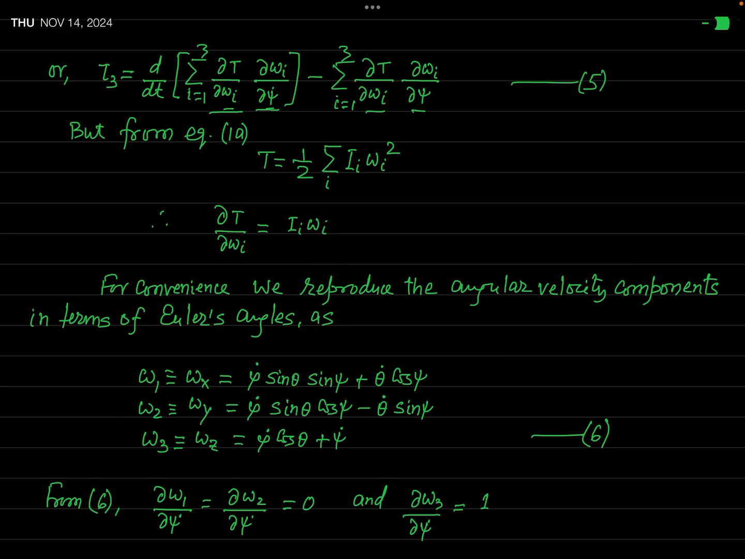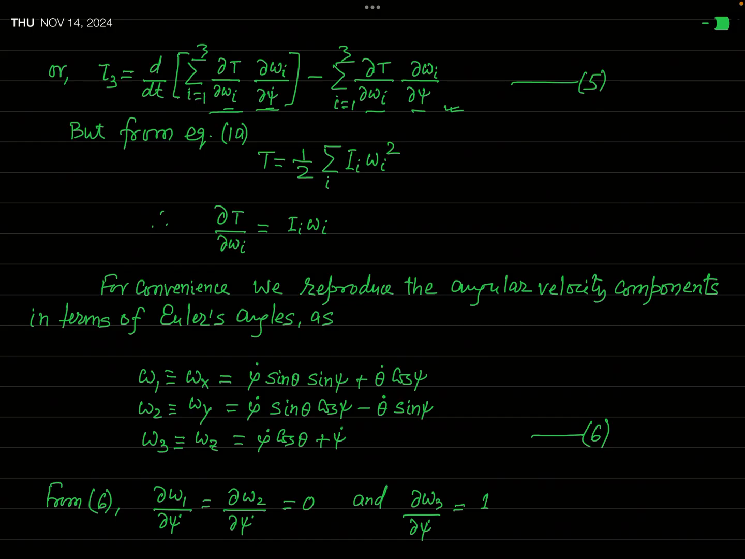You can actually expand this summation: that will be del T by del omega 1 times del omega 1 by del psi dot, plus del T by del omega 2 times del omega 2 by del psi dot, plus del T by del omega 3 times del omega 3 by del psi dot. And in the same manner this second term can be expanded. Okay.